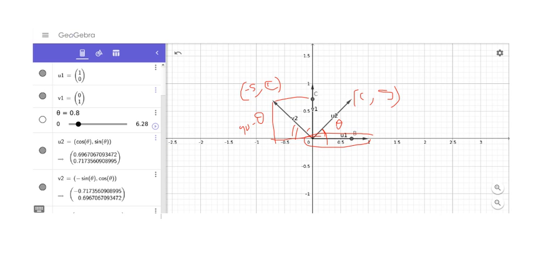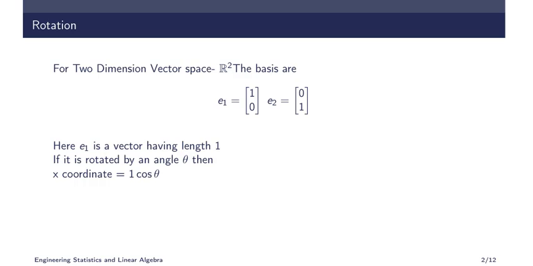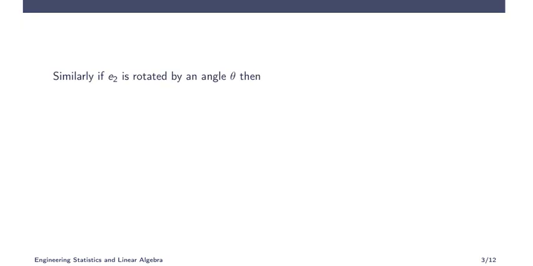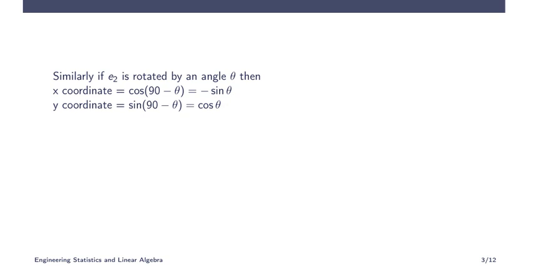Is this clear? So we will move to the slide. Here the x coordinate we got is cos theta and the y coordinate sin theta. If you transform 1 0 by an angle theta, what you get is cos theta and sin theta. Similarly, E2 is the perpendicular vector, and if it is also rotated by theta, then the x coordinate is cos of 90 minus theta, that will be minus sin theta, and the y coordinate will be sin of 90 minus theta, that will be cos theta. So Q theta of E2, the transformation of E2, will be minus sin theta, cos theta.